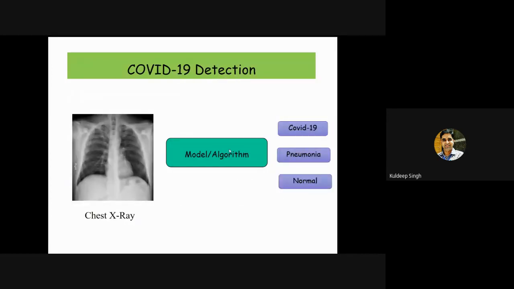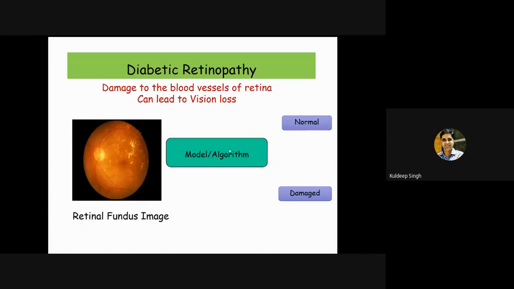Now, let's see in more detail how we can build models and algorithms. Let's take the example of COVID-19 detection. What we have to do is have a large volume of chest X-ray data. We train a model or algorithm, and once the training has been completed, when we present new test data or a chest X-ray image, it should be able to classify it into 3 classes: whether it is COVID-19, pneumonia, or normal.